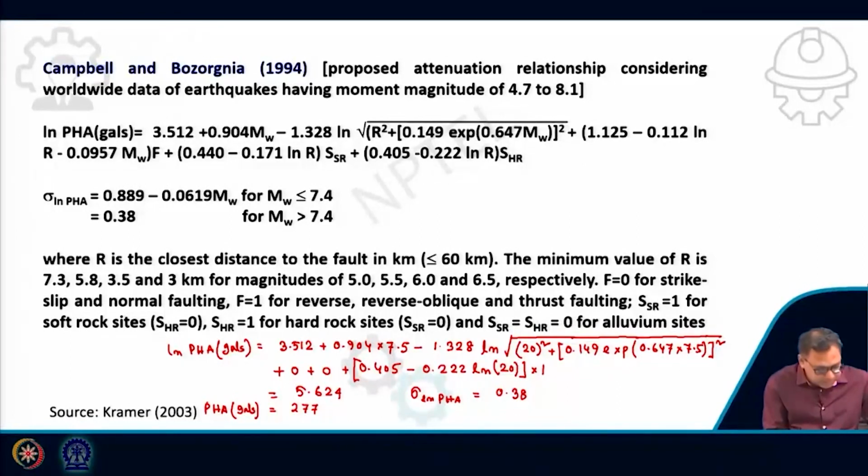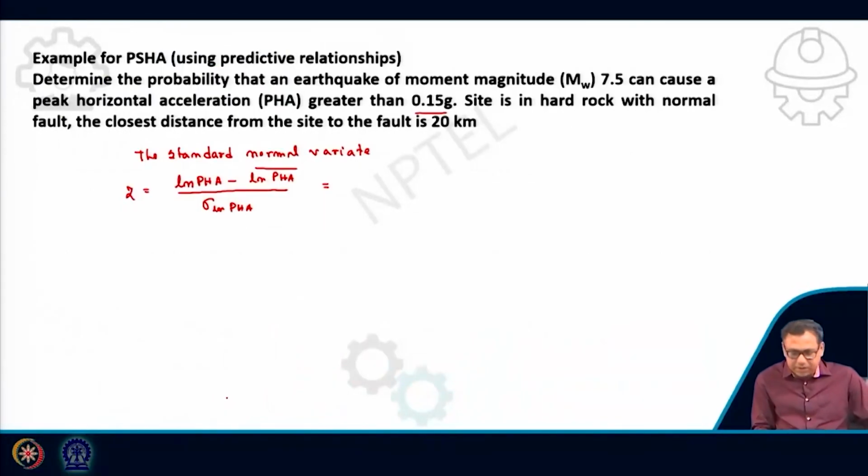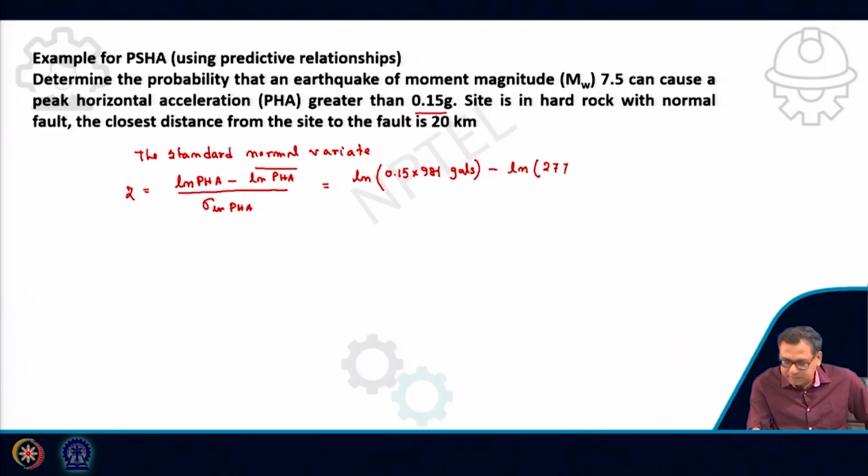So now this is ln PHA bar, this is bar. Okay. So now if I put that, this is my ln PHA. It is given in terms of G. So if I take this 981, that will also be in gals. Okay, and then this is ln. In terms of gal, it is 277 gal.